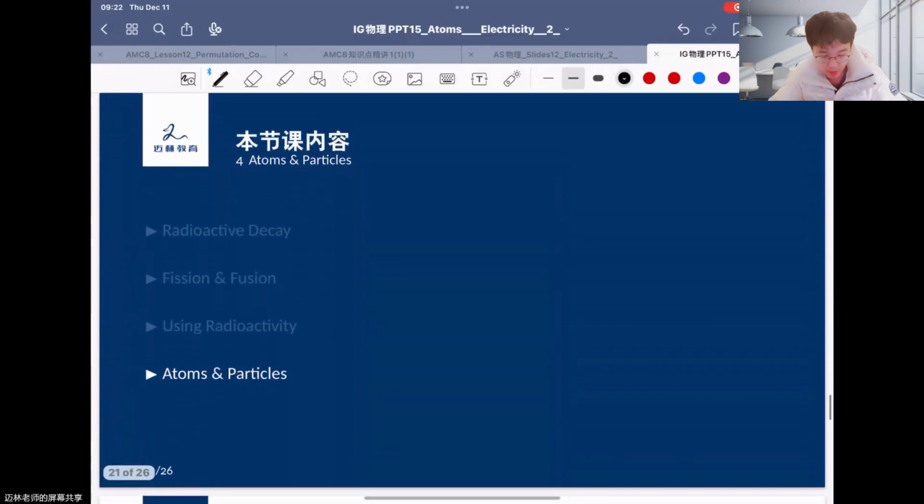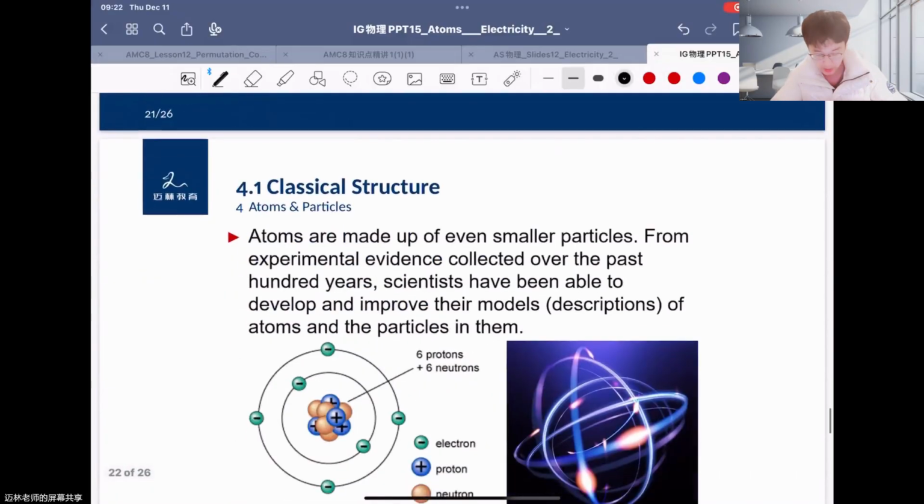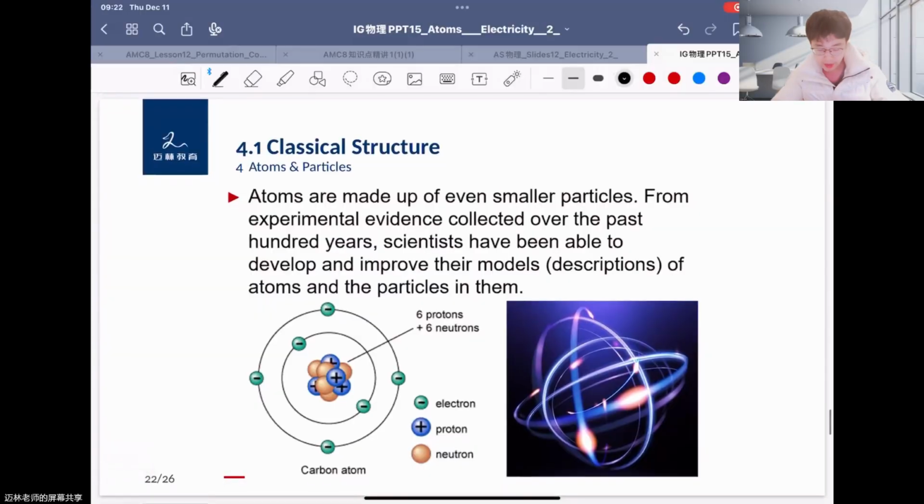Okay, so the next part is about atoms and particles. Okay, so we'll dive in and discuss what atoms are and what the structure of particles is. Okay, so we have said here, you can find there's a nucleus in the center. We already said before, right?